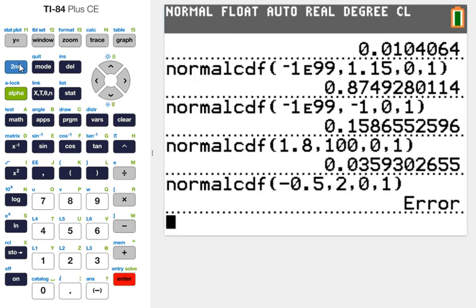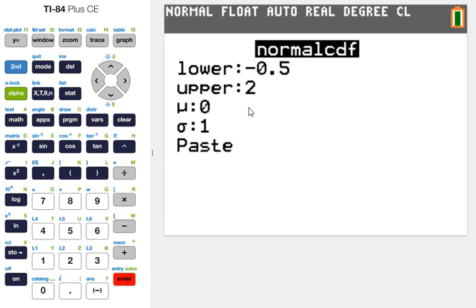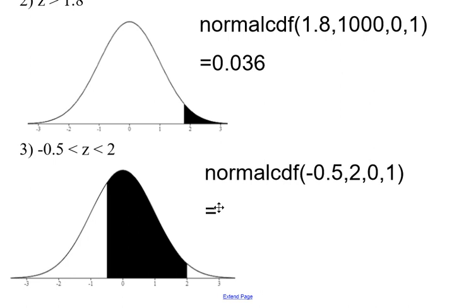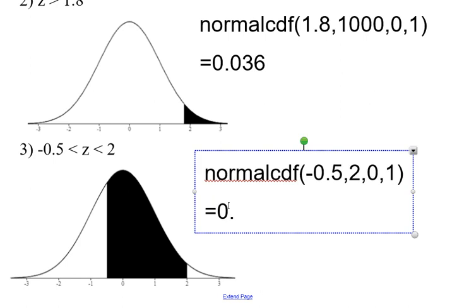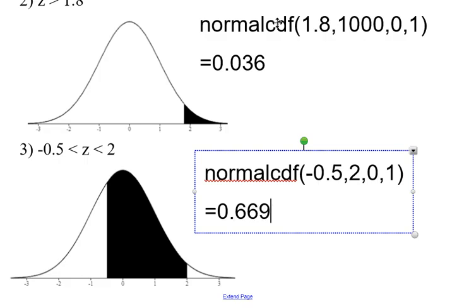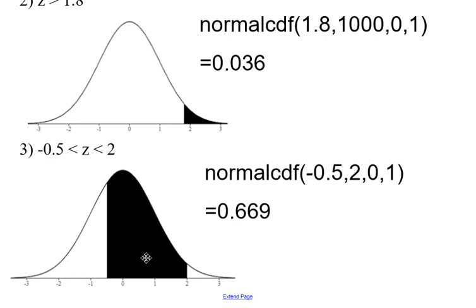Oh, let's type something. Try that again. Not quite seeing what the error is. Oh, I think I hit subtract. It needs to be a negative. -0.5. There we go. Enter, enter, enter, enter. There we go. Yep. 0.669. So about a 67% chance you're in between those two z-scores, or that's the area in between those two z-scores.